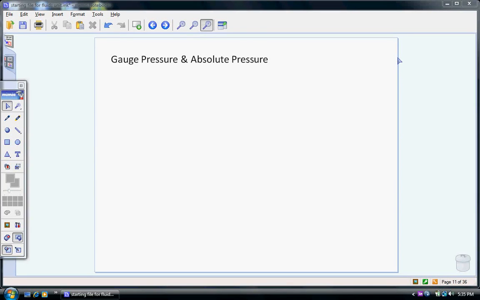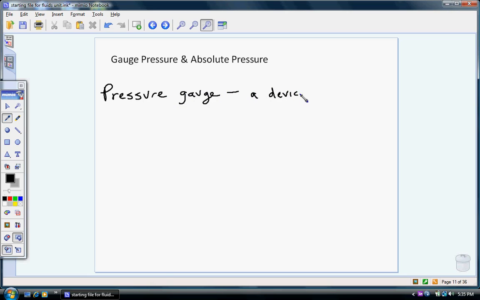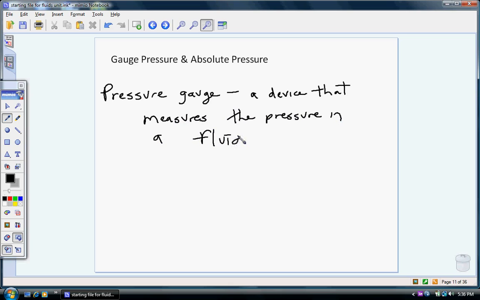Okay, gauge pressure and absolute pressure. Well, first of all, let's talk about a pressure gauge. A pressure gauge is simply a device that measures the pressure in a fluid. You probably use a pressure gauge to check the air pressure in your tires.